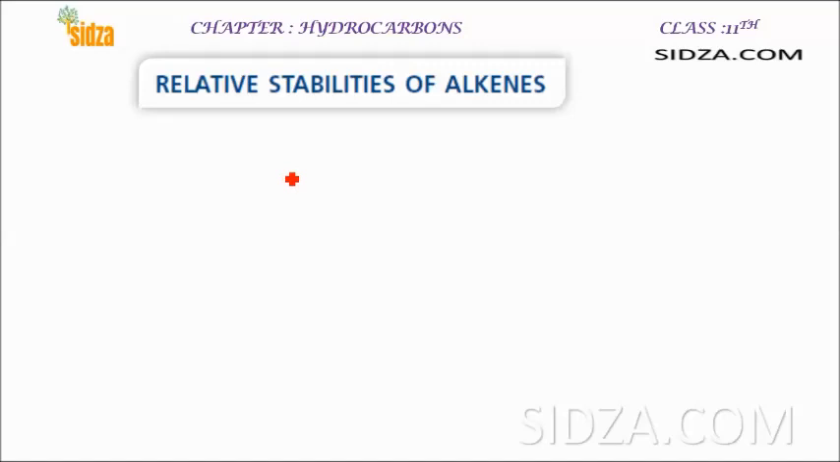Now here in this video we will learn about the relative stabilities of alkenes. Alkenes, we know, have a carbon-carbon double bond, and due to the pi electrons, alkenes are very much reactive, because pi bonds can easily be broken down. We have a sigma bond and a pi bond between the two carbon atoms, and the pi bond can easily break down because it is a weak bond. So in general, alkenes are more reactive than alkanes.